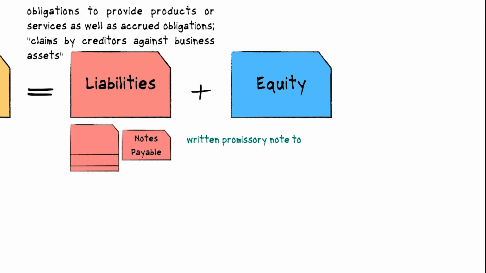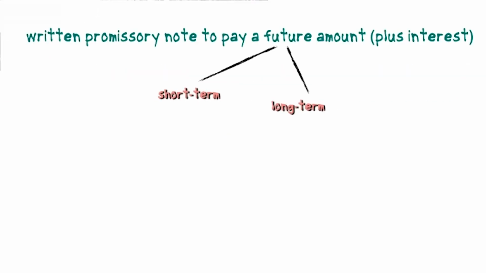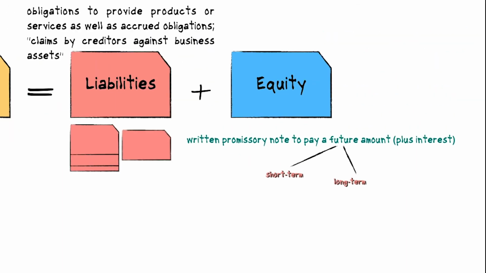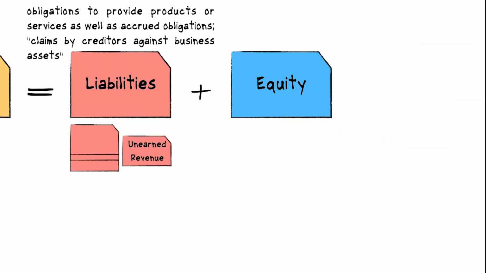A note payable is a written promissory note to pay a future amount. A note payable is different than an account payable because it comes from a formal contract called a promissory note and it requires interest. It is recorded as either short-term or long-term note payable, depending on when it must be repaid. While a payable refers to a liability that must be paid, an unearned revenue is a liability that must be fulfilled. It is fulfilled when a company delivers its products or services in the future.